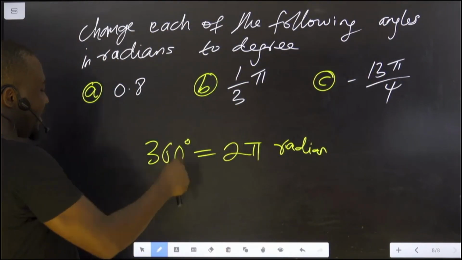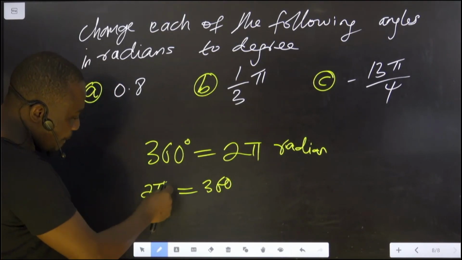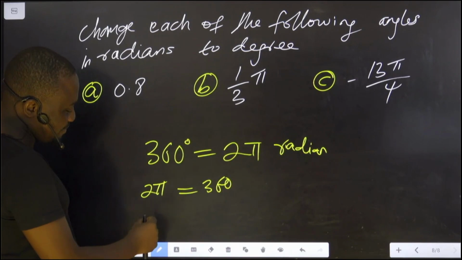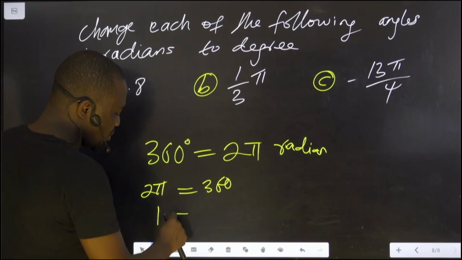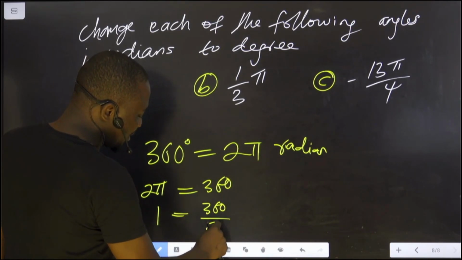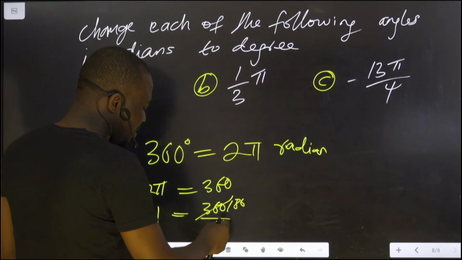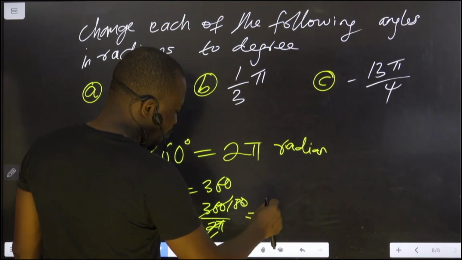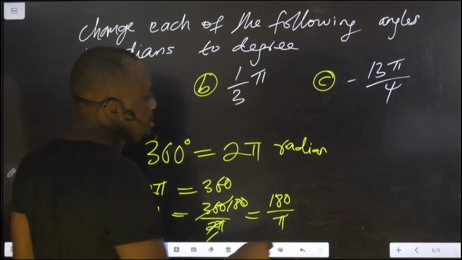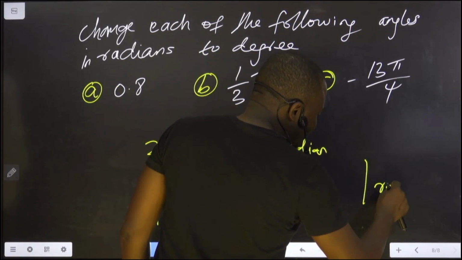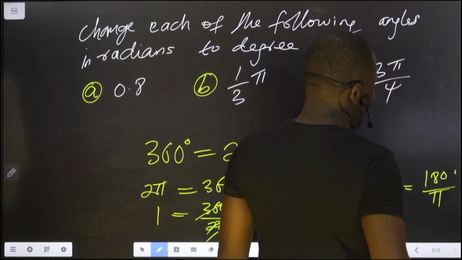So I will rewrite this again as 2 pi equals to 360. I want to put only 1 on this other side. That is, to put 1 here now, that means I have to divide both sides by 2 pi. So this other side will be 360 over 2 pi. Okay, if I divide here now, I'm going to have 180. Then we have 180 over pi. It means 1 radian is 180 over pi in degree.